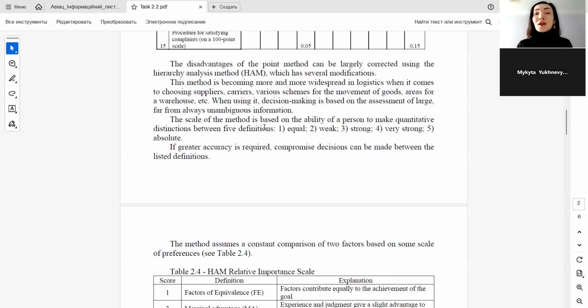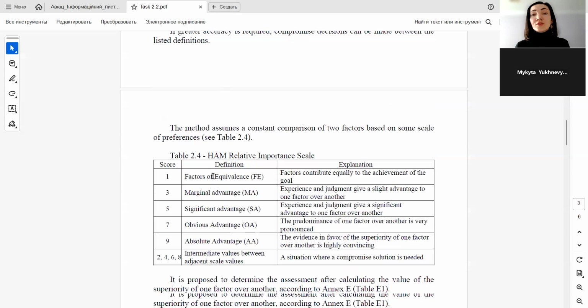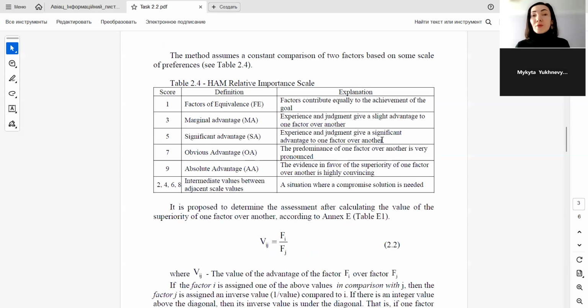The scale of the method is based on the ability of a person to make quantitative distinction between definitions: equal, weak, strong, very strong, and absolute. If a greater accuracy is required, a compromise decision can be made between the listed definitions. So please now look at this table and find every position for definition, with the explanation. You can find it and look at it.